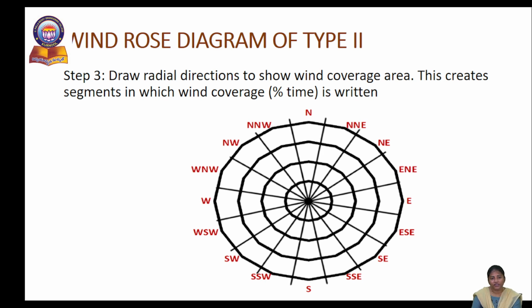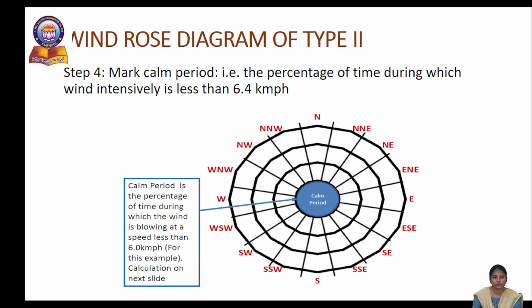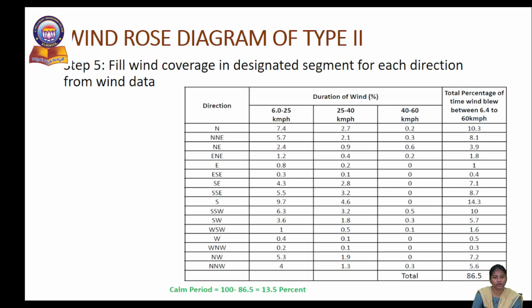Okay, in step 3, draw radial lines to show the wind coverage area. This creates segments in which the wind coverage percentage time is written. In step 4, mark the calm period, which we already discussed. The area covered in this windrose diagram with less than 6 kmph speed is known as the calm period, which is shown in blue color in this diagram. In step 5, fill in all the data along each direction, which represents the duration of the wind.